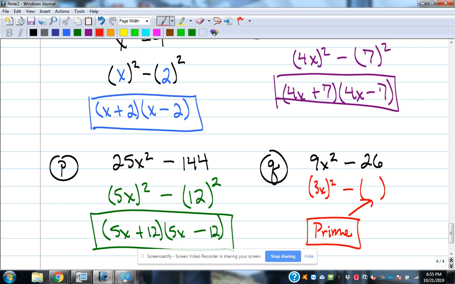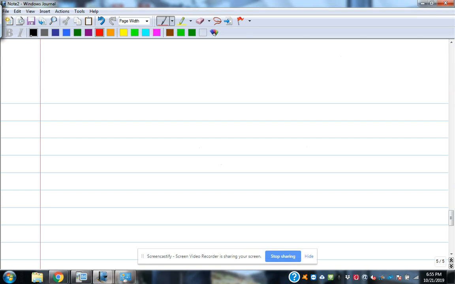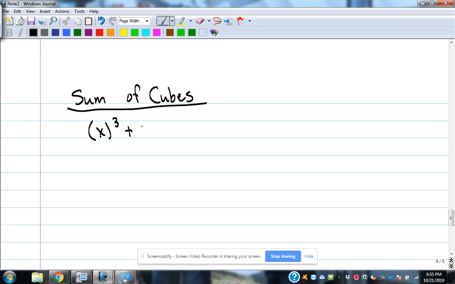Okay. All right. Also in that two-termed part of the rules of factoring was the sum of cubes. The sum of cubes is similar to the difference of squares. It's more of a memorized pattern though. So you've got to memorize a little pattern here.